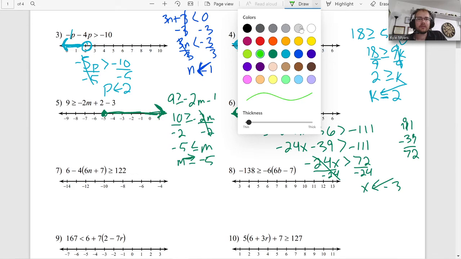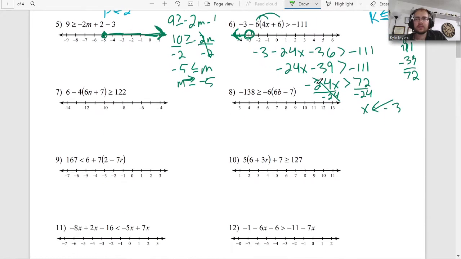And let's change color. Light green. Okay, so again, we want to distribute. Another thing we could do, actually, is sometimes, instead of distributing, if every number here, the 6, the 4, and the 122, if they all divided by 4, then we could actually do it that way as well. But usually you want to distribute first. So I would recommend distributing.